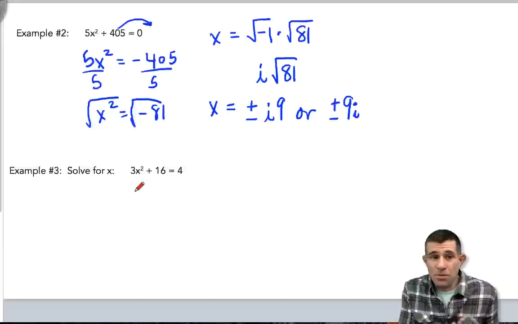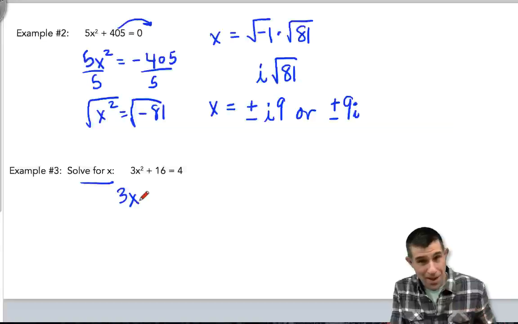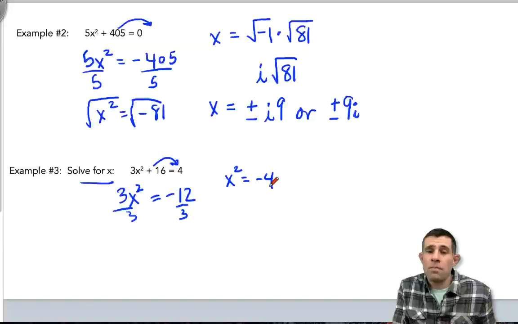All right, in example 3, we also want to solve for x. And we have 3x squared plus 16 equals 4. Again, we're going to isolate the variable x. So we have 3x squared. We're subtracting 16 over, and that's going to give me negative 12. And then divide both sides by 3. So I get x squared is equal to negative 4.